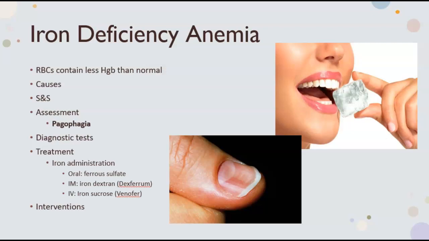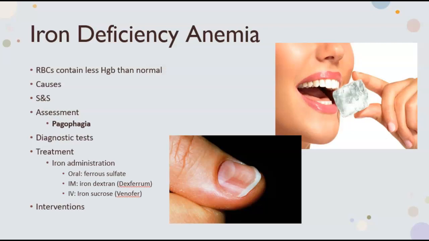Causes are going to be excessive iron loss, and this is more so chronic. Maybe a diet low in iron, bleeding from gastric or duodenal ulcers, esophageal varices, diverticulosis, or non-absorption of vitamin B12. This is going to be common in infants, young adults, and pregnant women. Signs and symptoms will be pallor, fatigue, weakness, or shortness of breath, because remember you have low levels of hemoglobin.